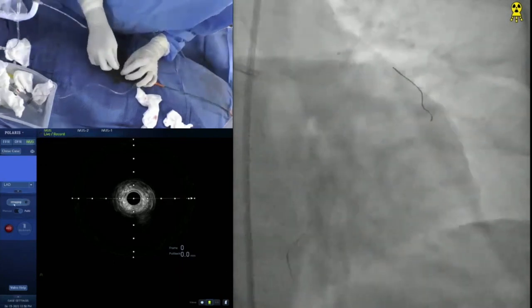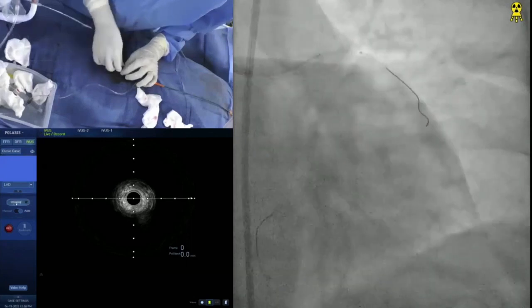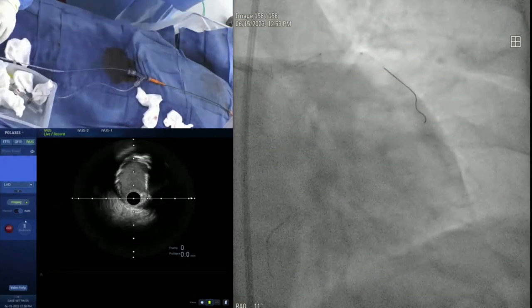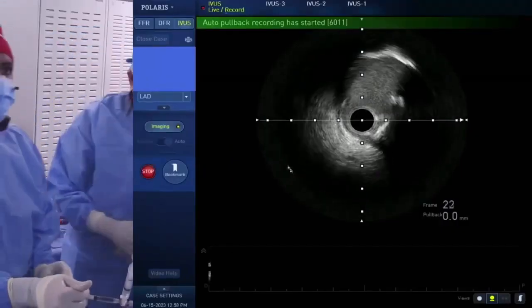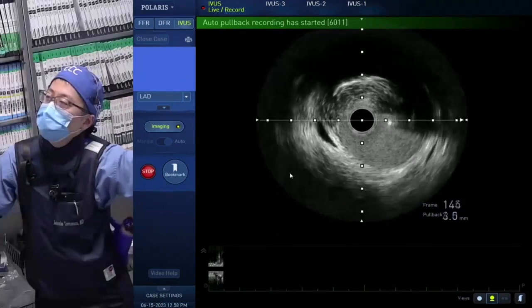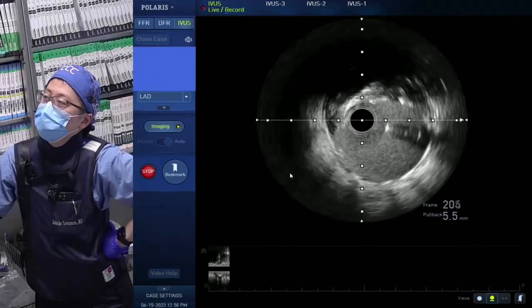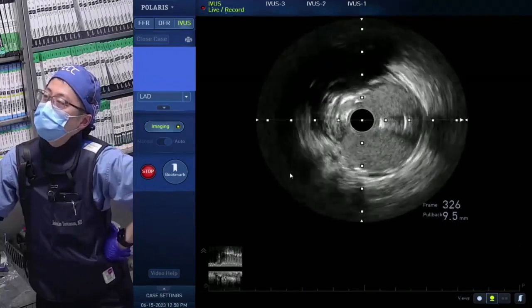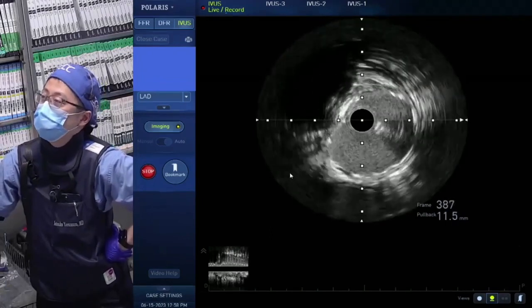I think even within our own center, there are variations of how to do this case. Okay, it's a native. Going back, some disease. Eccentric plaque, native. Landing zone is perfect. Great area.